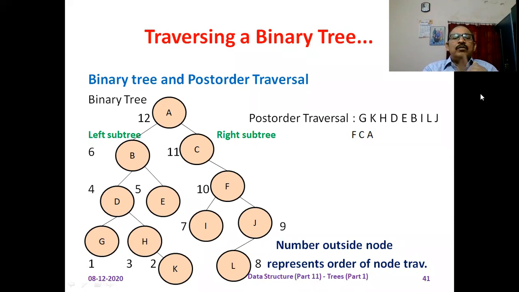Now again, B is the root node. Again, we call the function with the left subtree of B. The root node of the left subtree of B is D. Now control again calls the algorithm with the left subtree of D. And here you can see the left subtree of D is G. Again, we call the post-order traversal with the left subtree of G. Here you can see the left subtree is empty.